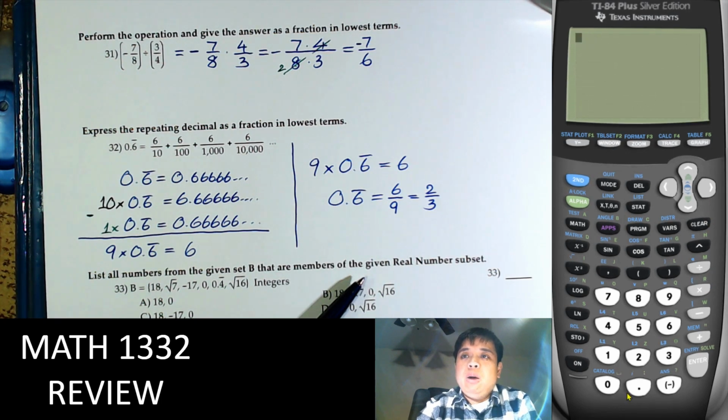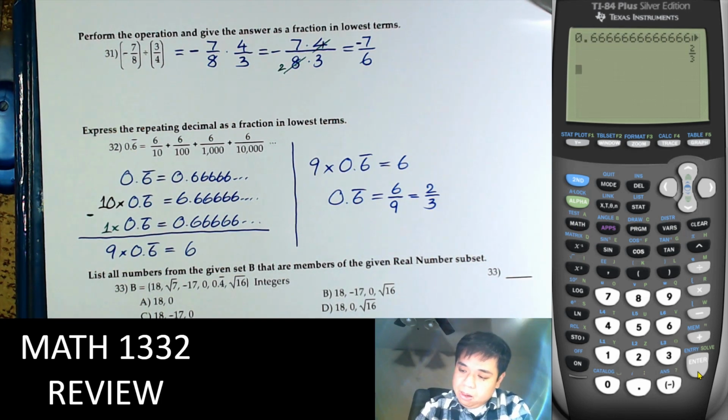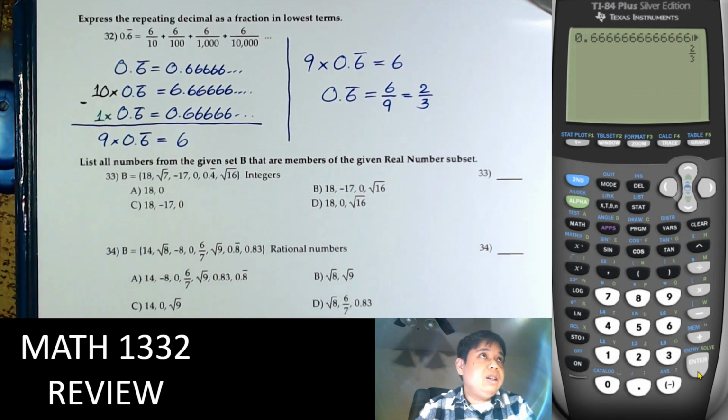Now, of course you can also type the repeating decimal and then convert. Just hit math, convert to fraction. Yeah, so that's how we do that. Right, next, 33 and 34, I'm going to do together.